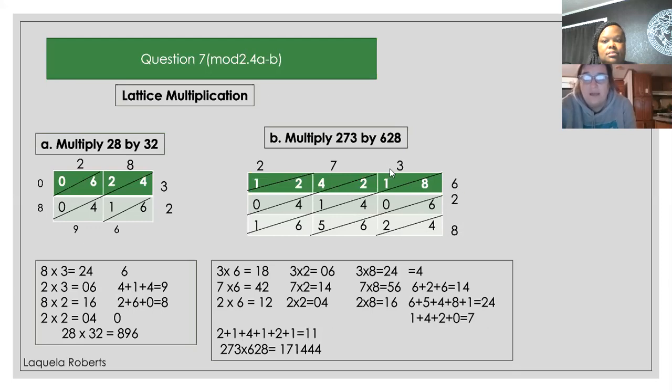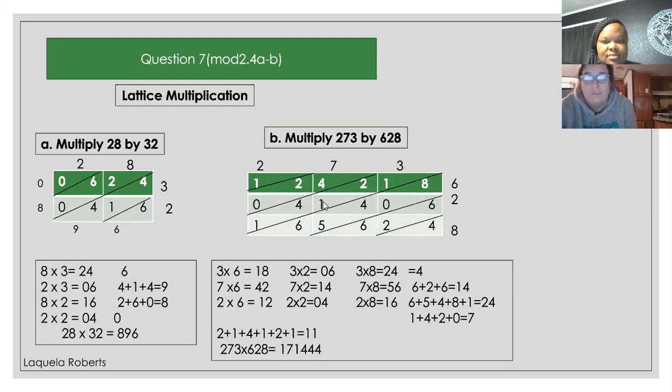So 6 times 3 is 18. Put 1 up here and 8 on the bottom. 6 times 7 is 42. Put your 4 up here, your 2 on the bottom. 6 times 2 is 12. Put your 1 and your 2 on the bottom. You're going to go down. 3 times 2 is 6. Remember your 0. And then put your 6 on the bottom.